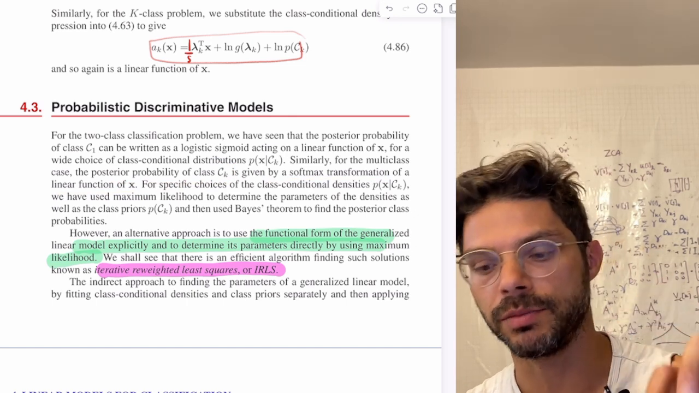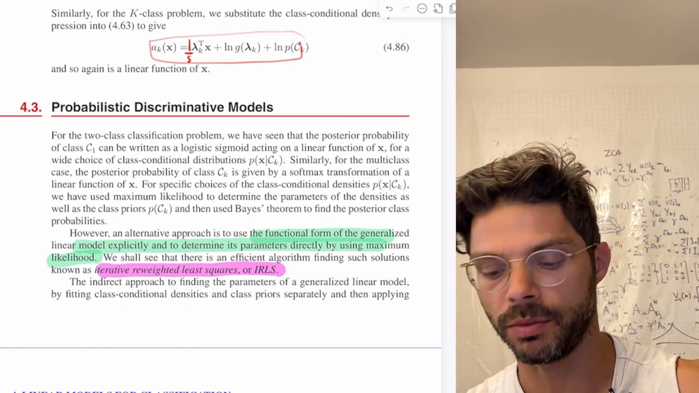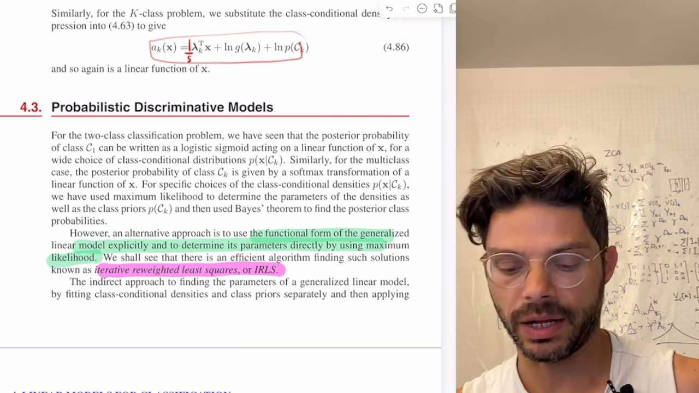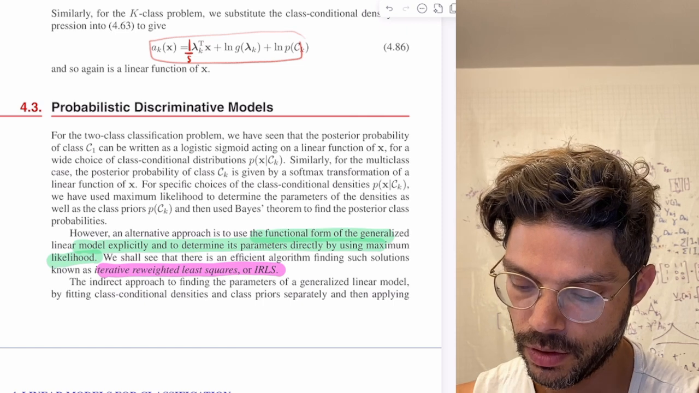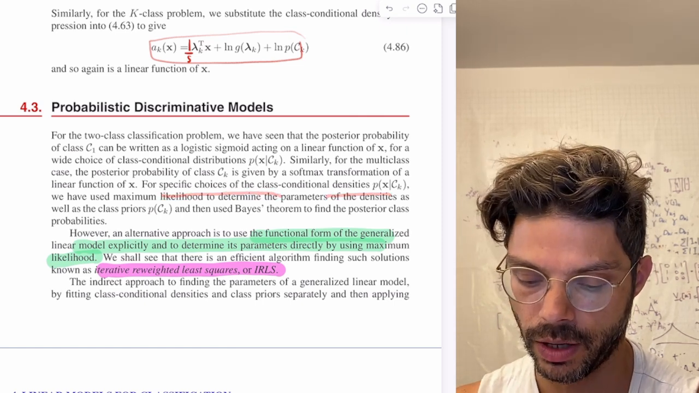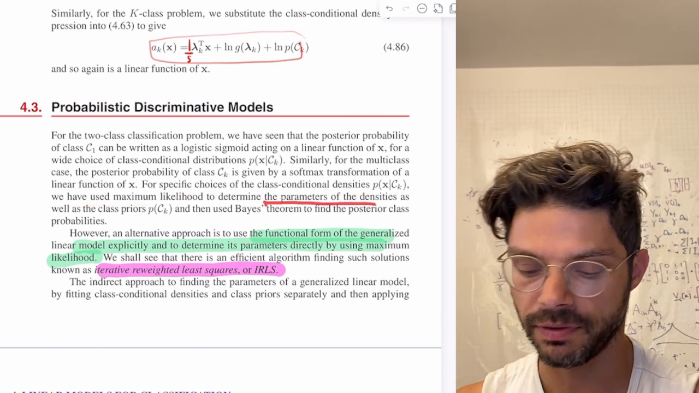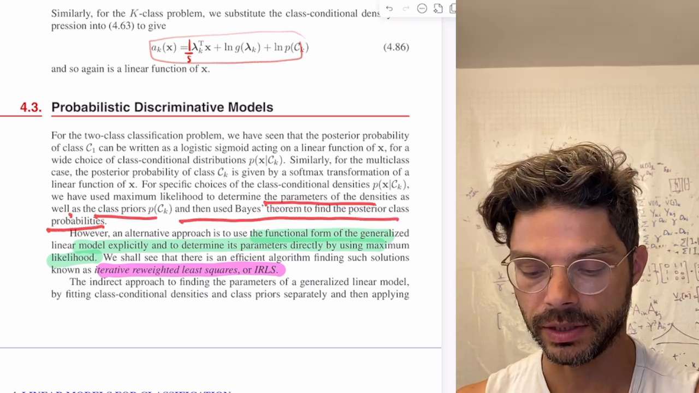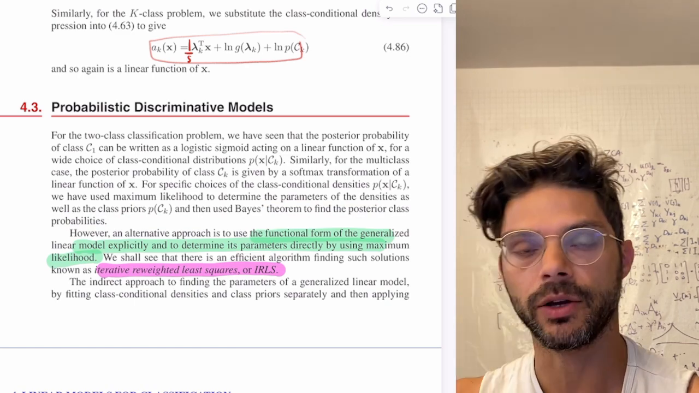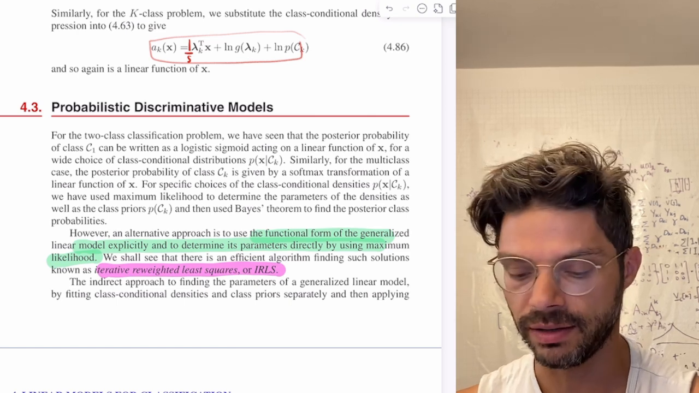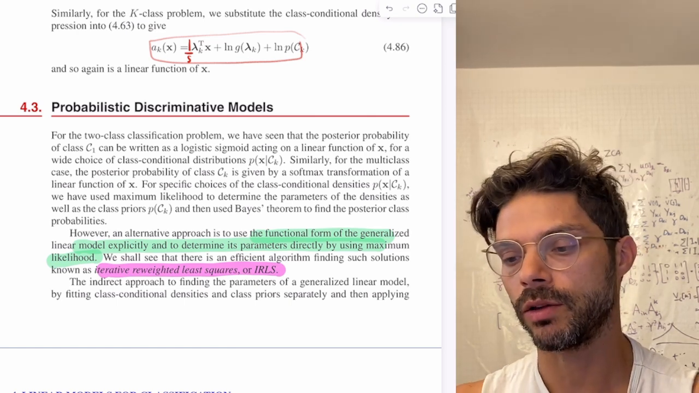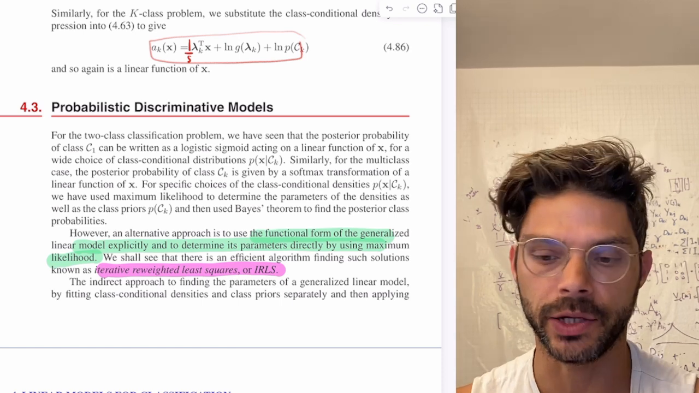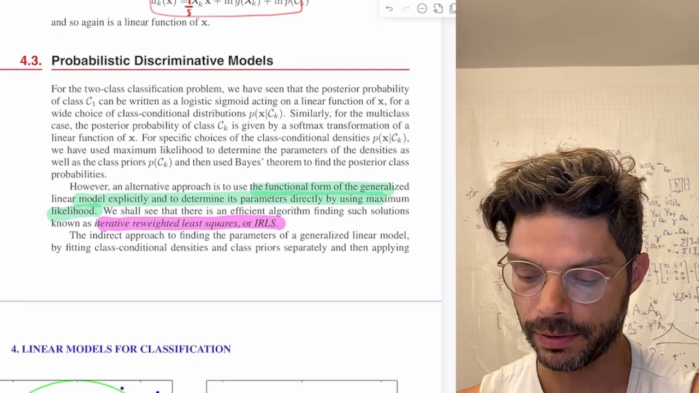So what we did was we figured out what the probability of one class was in some unnormalized way, and then we just divided it by the sum over all of the classes, and that gave us a softmax function. For specific choices of the class conditional densities, we have used maximum likelihood to determine the parameters of the densities as well as the class priors, and then used Bayes' theorem to find the posterior class probabilities, right? So remember, we did that for the case of continuous data, and we found that, for example, if we assumed that all the classes had the same covariance, then the maximum likelihood covariance was a weighted average of the class covariances, etc.